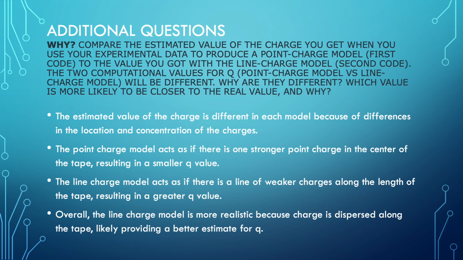Finally, there were differences in the calculated Q values for the point charge and line charge model due to differences in location and concentration of the charges. Overall, the line charge model is more realistic because charge is dispersed along the tape, likely providing a better estimate for Q.